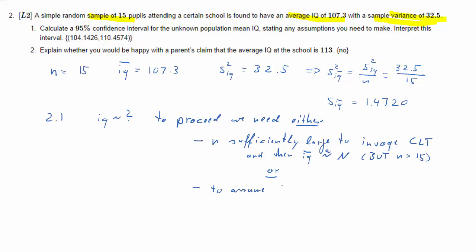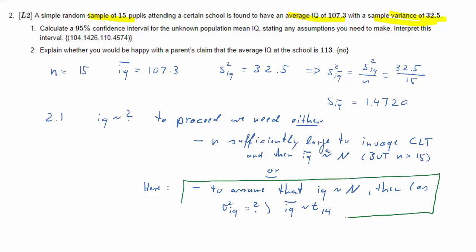So alternatively, we need to assume that IQ is normally distributed. None of the information gives us that, so we make it quite explicit that we assume that IQ is normally distributed. However, the variance of IQ is unknown. That means if we assume normality, then given an unknown variance, we know that IQ bar, the sample average, is going to be t-distributed here with 14 degrees of freedom, n minus 1. So this is the assumption we're going to make here and on which we proceed with our calculation.